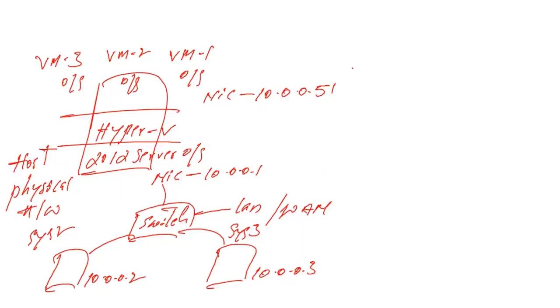So write down next line. From virtual machine 1, ping to 10.0.0.1 host computer and check the reply. You have to check the reply. Reply has to be there.